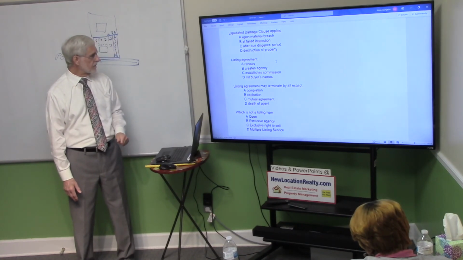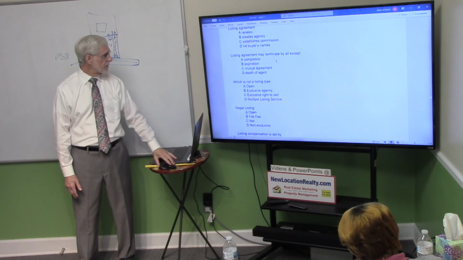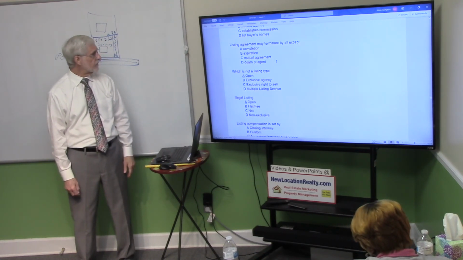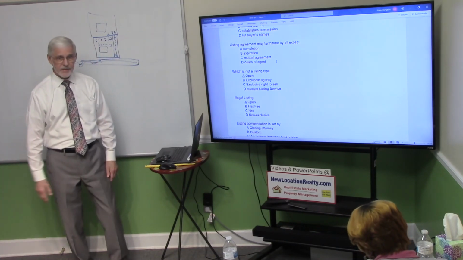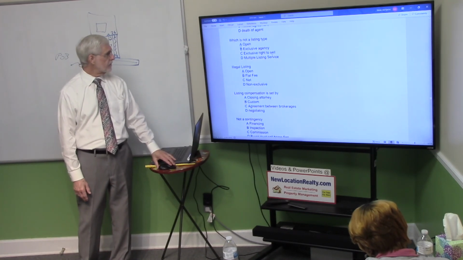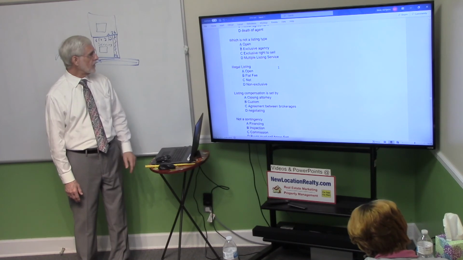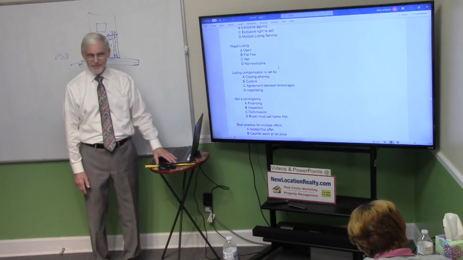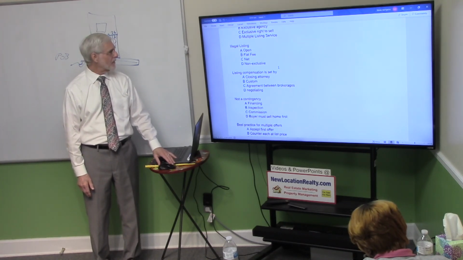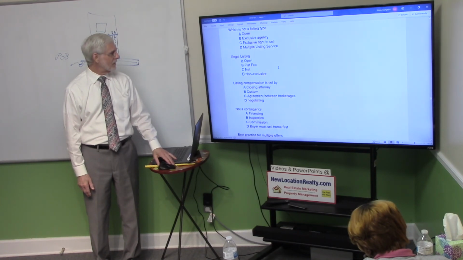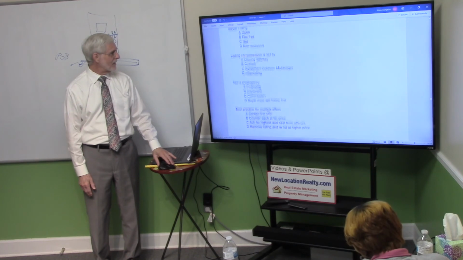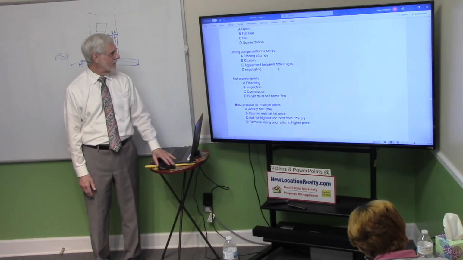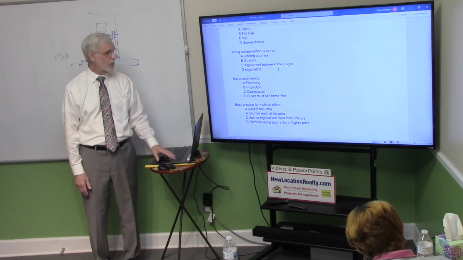Listing agreement creates agency. Yes. This one may terminate by all except mutual agreement, death of agent. D, death of the agent, which is one they just sign to another agent. Exclusive agency, exclusive right to sell, multiple listings. Legal listing. Land. Oh, we're knocking them out now. Bam, bam, bam. We're rolling now. Multiple listing, okay. And net listing, C. Listing conversation is set by negotiating between the listing agent and the owner.